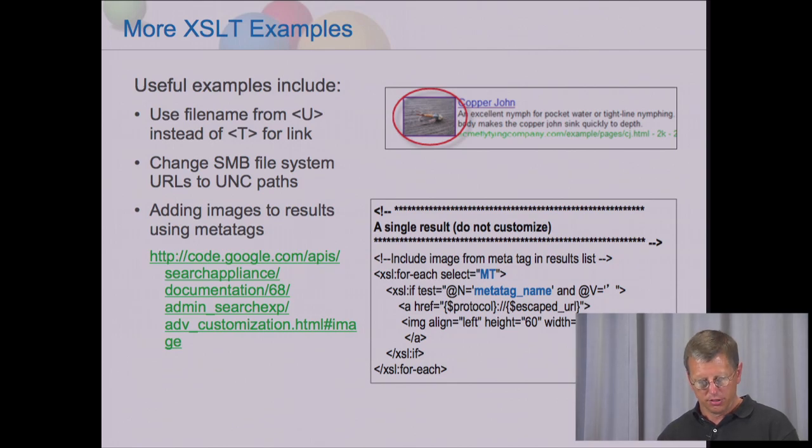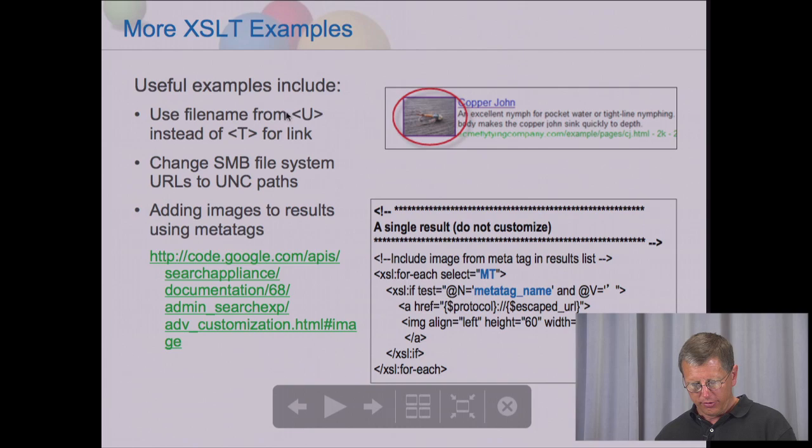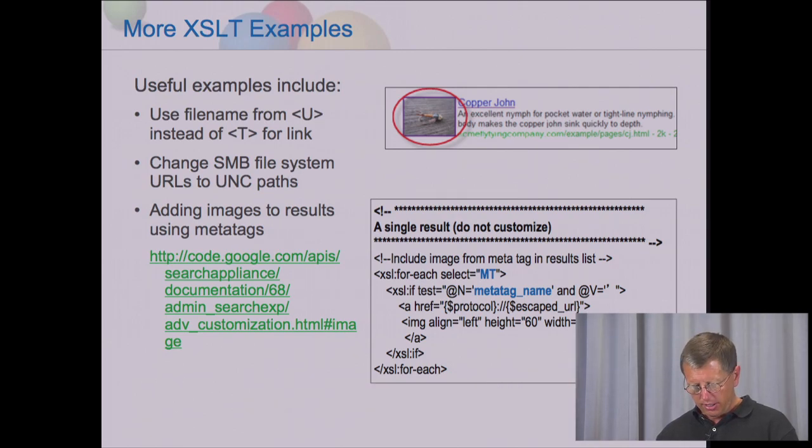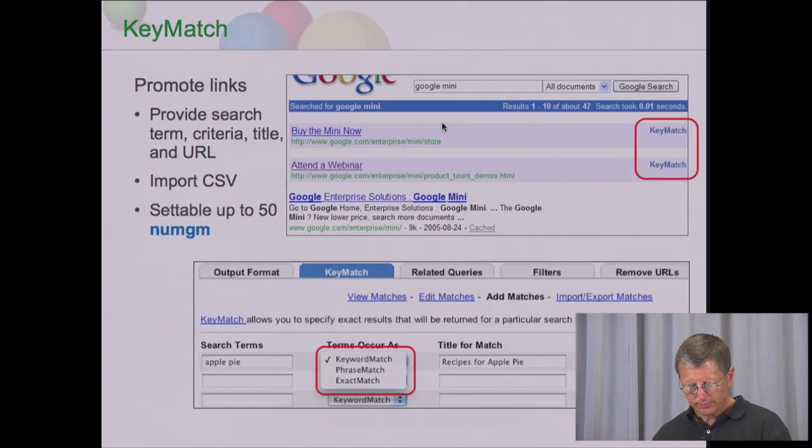Other useful things that you could do. You could use a file name from the U tag as opposed to the T tag for the link. You could change SMB file system URLs to UNC paths so that when a user, if we search content off a file server, those SMB URLs come back and get included in the search results and are put behind the links. Well, when the user clicks on the link, if they're UNC encoded, then the browser will attempt to upload the file, like a Word document, a PDF, or a PPT. There's a link here to some snippets that can be modified.